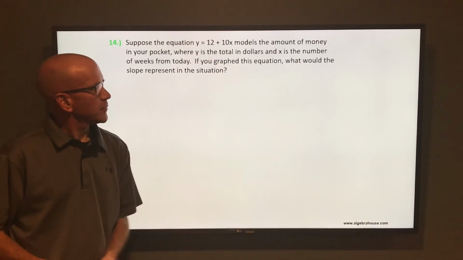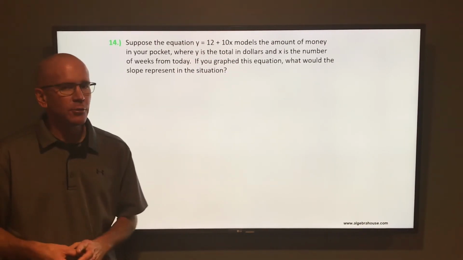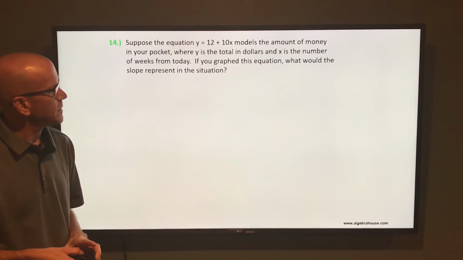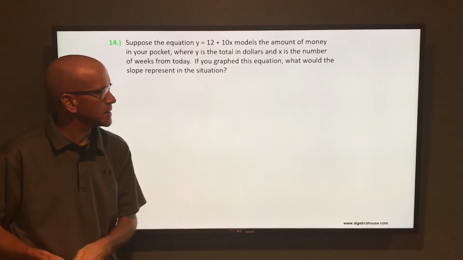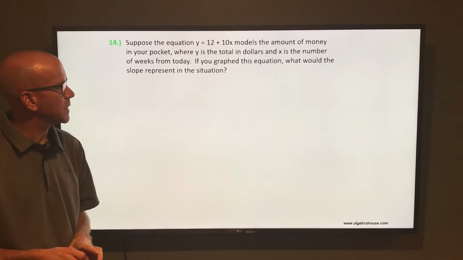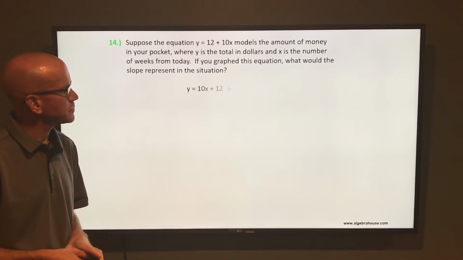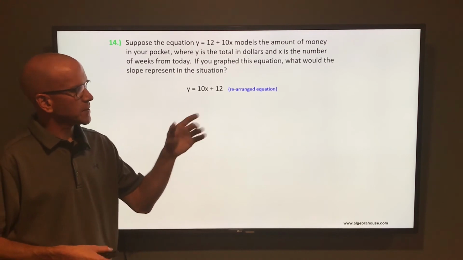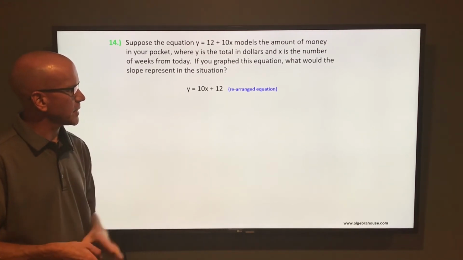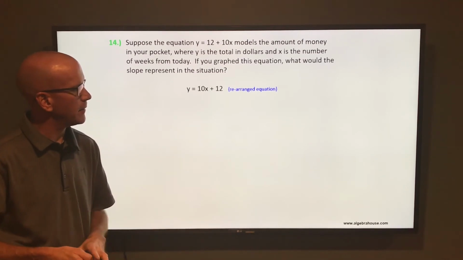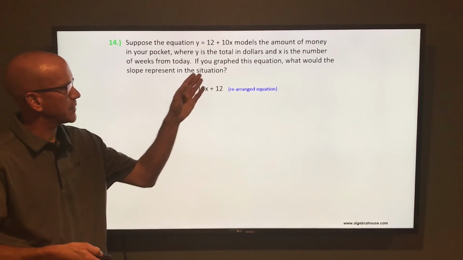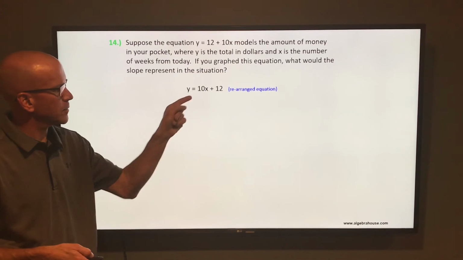Suppose the equation y equals 12 plus 10x models the amount of money in your pocket, where y is the total in dollars and x is the number of weeks from today. If you graphed this equation, what would the slope represent in this situation? So y equals 12 plus 10x, you can move that around, make it y equals 10x plus 12, doesn't matter. But now it's in slope-intercept form. You can see the slope is 10 and the y-intercept is 12. Again, if you graphed this equation, what does that slope represent?